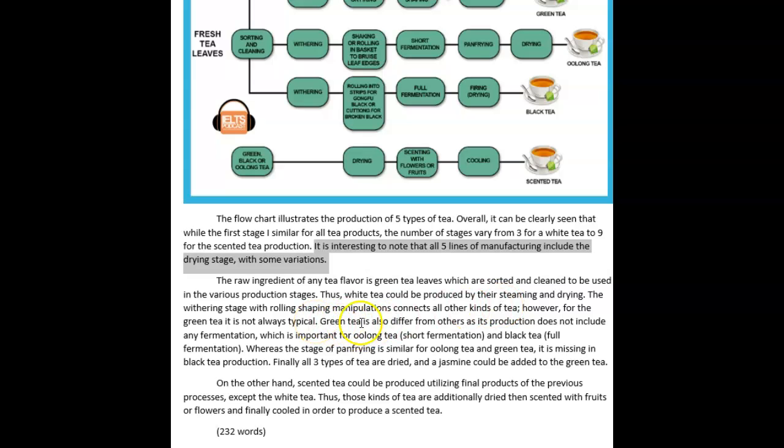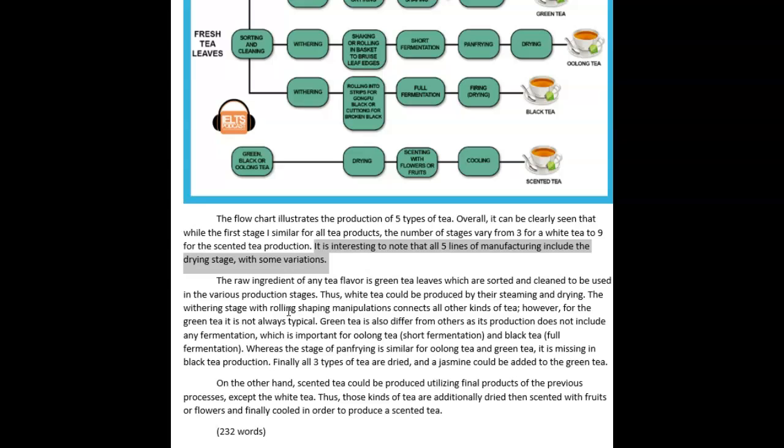Green tea also differs from others as its production does not include any fermentation, which is important for oolong tea, short fermentation, and black tea, full fermentation. Whereas the stage of pan frying is similar for oolong and green, it is missing in black tea production. Okay. Finally, all 3 types of tea are dried, and a jasmine could be added to the green tea.